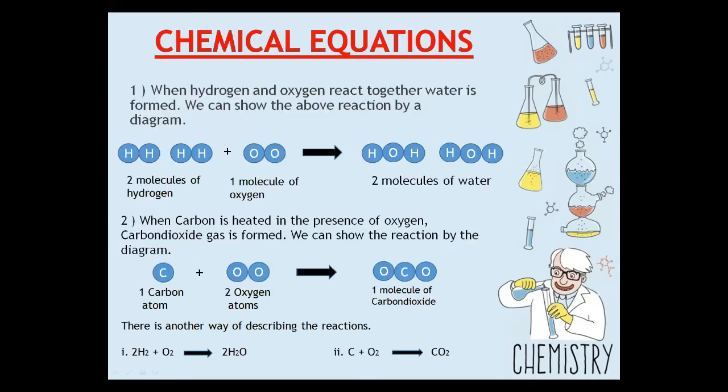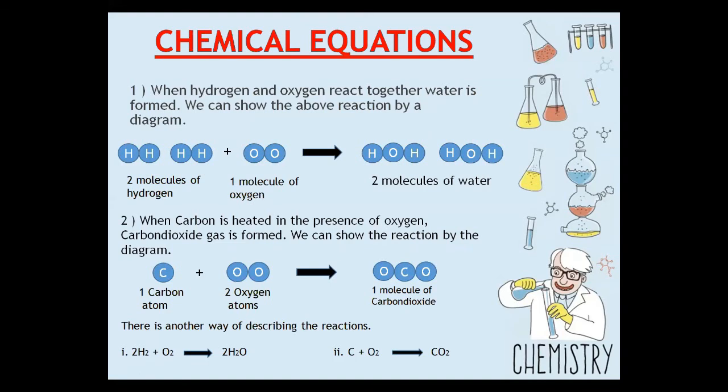Yes, see the slide, students. These are the chemical equations. When hydrogen and oxygen react together, water is formed. You know very well, when the atom of hydrogen and the atom of oxygen react together, which thing is formed? What will be the product? The product is water. We can show the above reaction by a diagram.